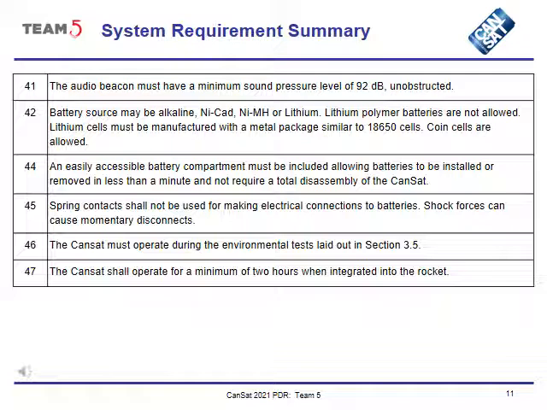42. Battery source may be alkaline, NiCad, NiMH, or lithium. Lithium polymer batteries are not allowed. Lithium cells must be manufactured with a metal package similar to 18650 cells. Coin cells are allowed. 44. An easily accessible battery compartment must be included, allowing batteries to be installed or removed in less than a minute and not require a total disassembly of the Cansat.